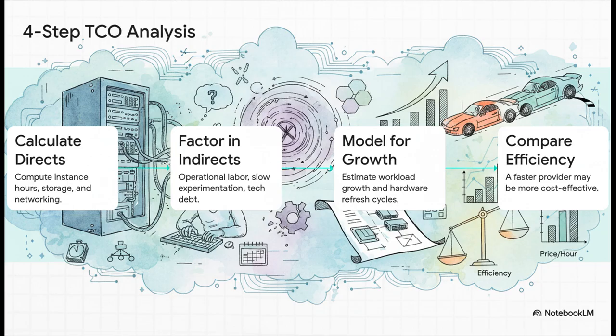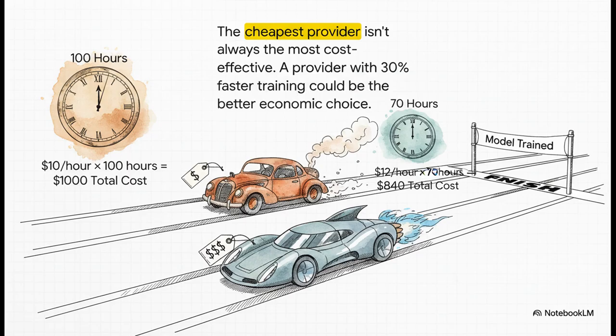And honestly, this might be the single most important takeaway. The provider with the cheapest hourly rate is not always the most cost-effective choice. Think about it. A provider that can train your models 30% faster, even if they charge a little more per hour, could end up being the much better economic choice. Performance is a massive part of the cost equation.